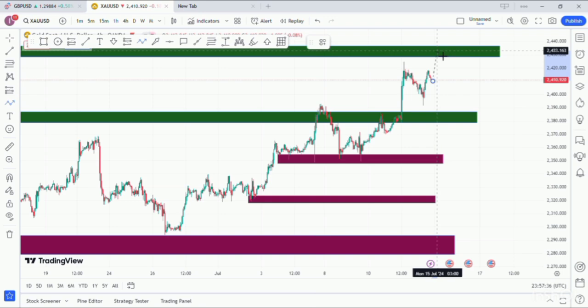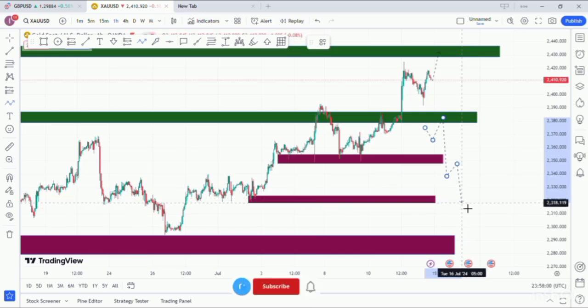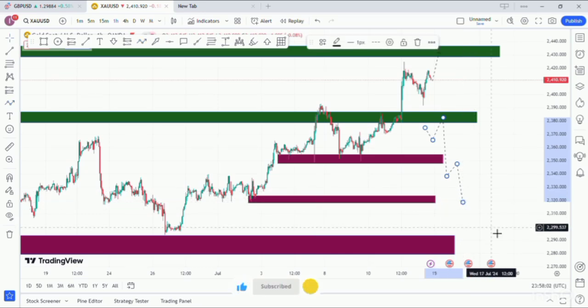But on the flip side, if price decides to break below this resistance zone, we'll be expecting price to continue downward. That means a reversal. We'll be expecting price to continue downward to respect this support zone right here, the previous support, or possibly break out of it to respect the next support zone, which is just below that.